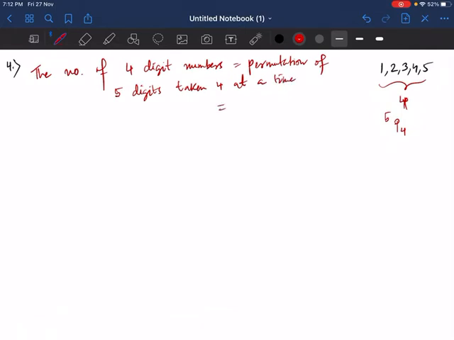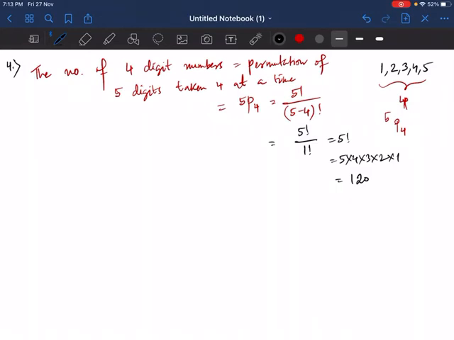And that is equal to 5P4. So that is 5 factorial divided by (5 minus 4) factorial, and that comes out to be 5 factorial divided by 1 factorial. We know that 1 factorial is 1. So we are getting 5 factorial. And 5 factorial is how much? It is 5 into 4 into 3 into 2, so it is coming out to be 120 into 1. It is 120. Okay, so that's how we got the first part of the question.